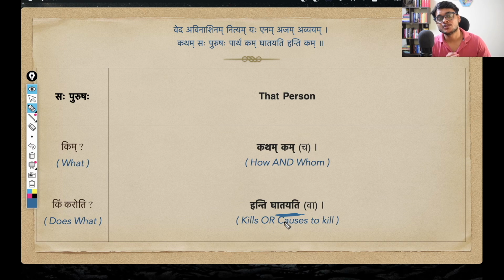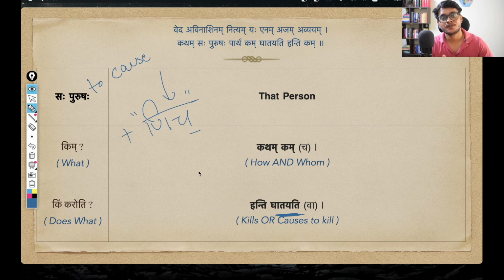This same han dhatu is being modified using nich pratyay, and we have seen this pratyay many times before. This suffix is used in the sense of to cause the action: someone is not doing the action himself, but is causing some other person to do that action. So han dhatu means to kill, but when we modify this with nich pratyay, the meaning becomes he causes to kill. Saha hanti, he kills, he himself is the doer. But here, saha ghatayati, he is more or less like a catalyst, like an agent. He causes some other person to perform this killing.